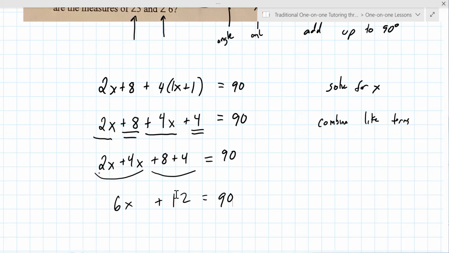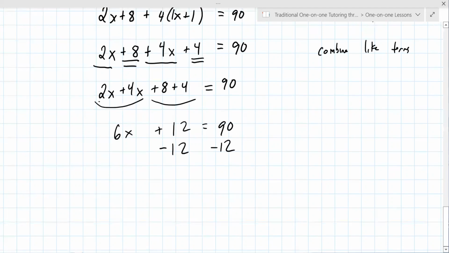Yep, and 6 divided by 90, no, you have to subtract 12 first. I said 6. You subtract 12 from both sides. I thought you were telling me I subtract both sides by 12, which is 6 and 12. The 6x is on the left there.